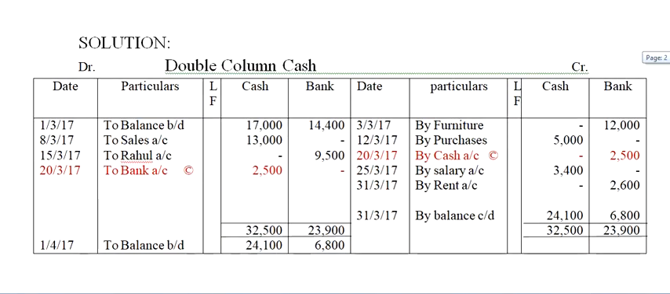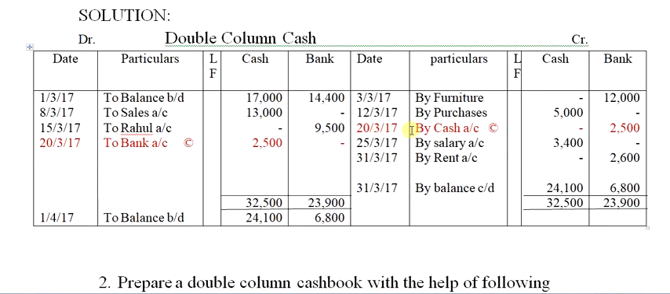So that point I have highlighted here. See here, 20/3/2017. What balance decreases? 2,500. So write it here as by cash account, that is a contra entry. C has been represented. Listen here carefully. What balance is decreasing? Bank balance. The opposite of the bank is cash, by cash account, that is a contra entry.